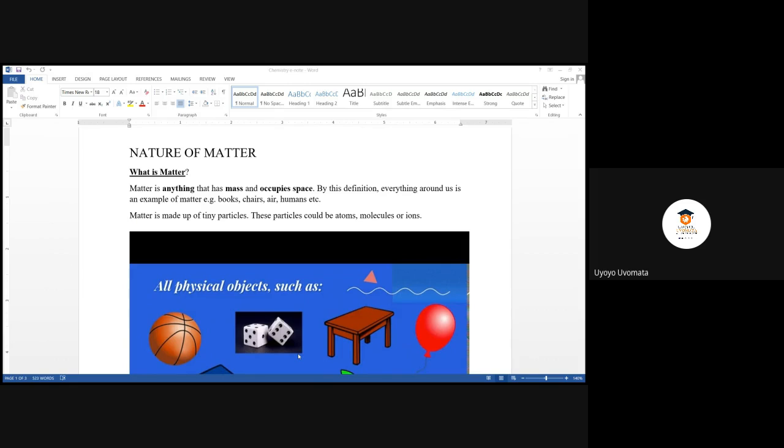Now, what does it mean? It means some examples of matter are made up of tiny particles called atoms. Some examples of matter are made up of tiny particles called molecules. And then some examples of matter are made up of tiny particles called ions. As we go further, we'll see the difference between atoms, molecules, and ions.